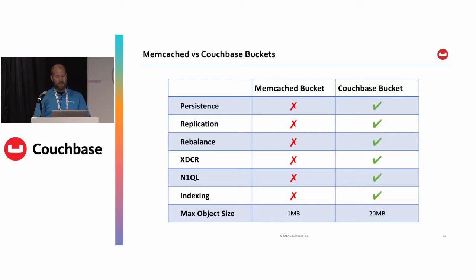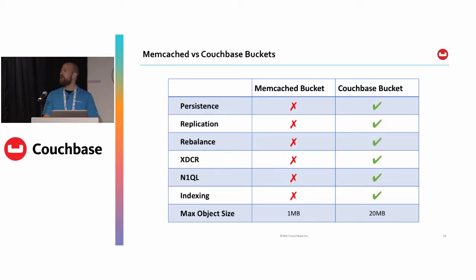So just to compare memcached to Couchbase, Couchbase buckets are far, far superior. They provide persistence, they provide replication, the ability to rebalance, XDCR, N1QL queries, indexing. None of those features are supported by memcached buckets. The advantage of a memcached bucket, however, is there is no persistence to disk. So for certain use cases, it was a convenient and a better way to go to right size your hardware costs and the footprints of your clusters.